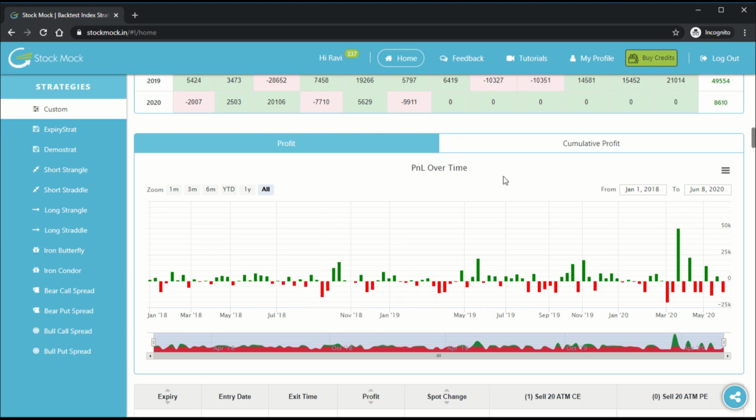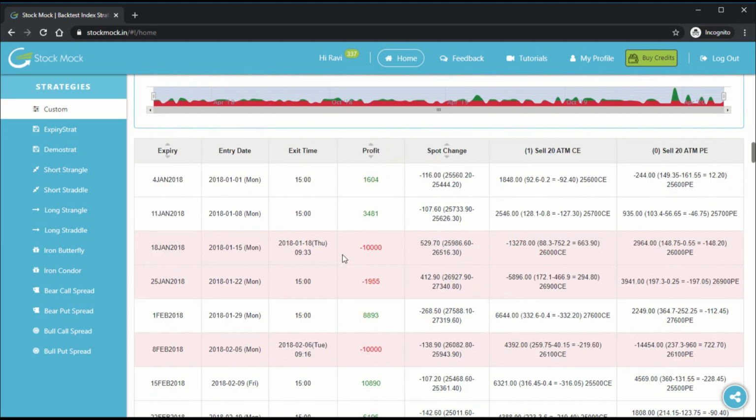Let me explain. As you can see here, the loss for this particular expiry is 10,000 rupees. So once the loss level is reached, the strategy has exited. By strategy has exited, I mean that all the legs involved in this strategy have been exited.